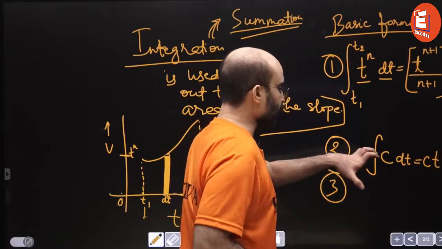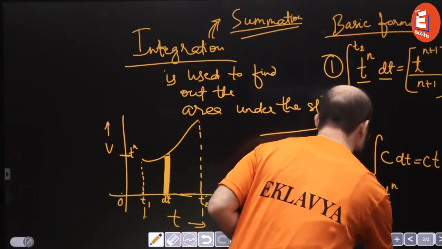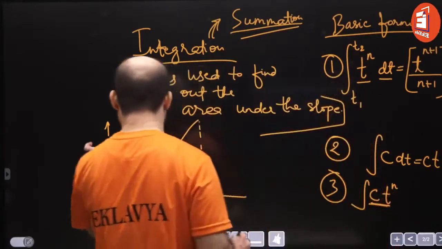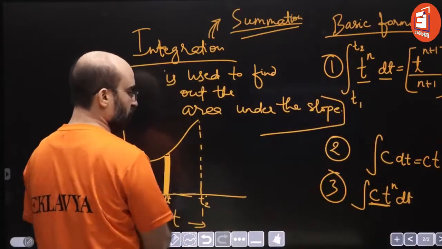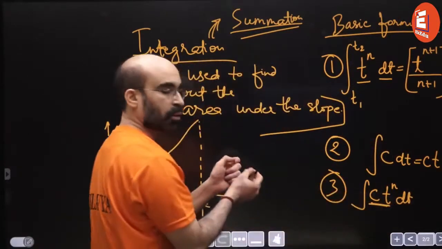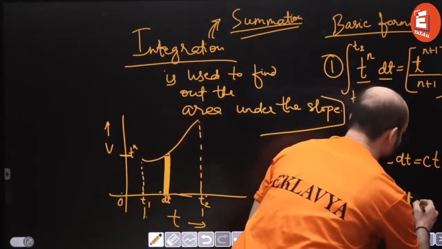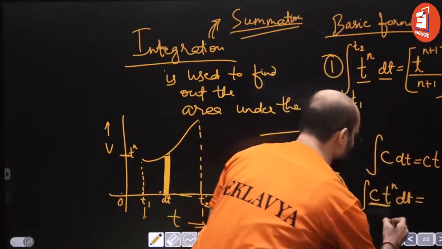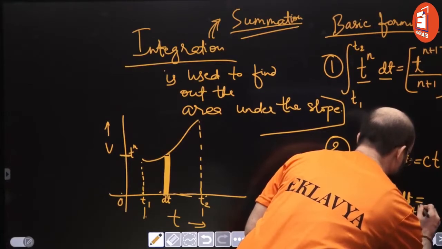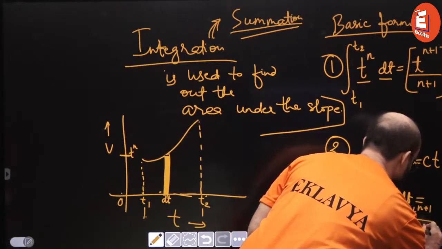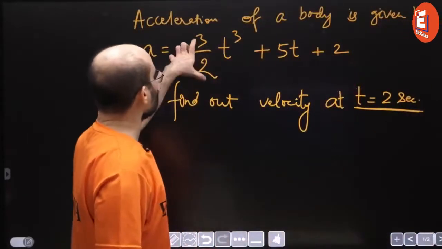The third formula that you have to use is, if there is c into t raised to power n, this is sort of velocity into time, where time is dt for a small strip. Now you are adding up all the small strips using this symbol, and the final result comes out to be c, which is constant so you take it out, into t raised to power n plus 1 upon n plus 1. So this is what we will use. Let us quickly understand how to use this.